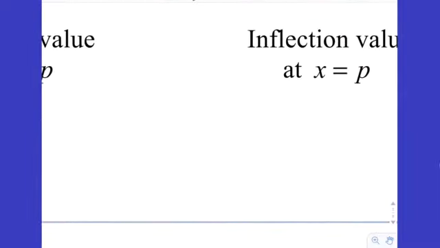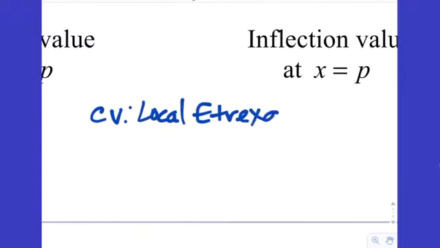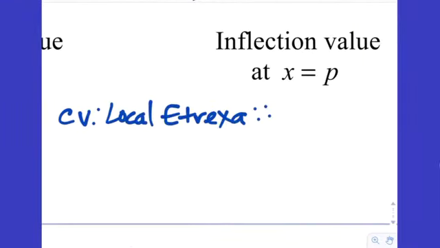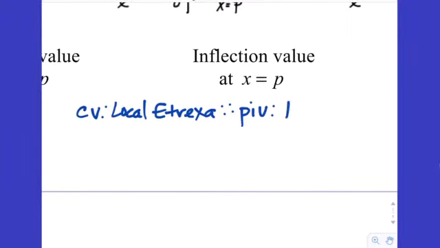Let's go ahead and write this. And I'll use the old analogy syntax. Let's do a CV is to a PIV. No, we'll do it this way. I'm sorry. A CV is to a local extrema. This will work. As a PIV is to an inflection value.